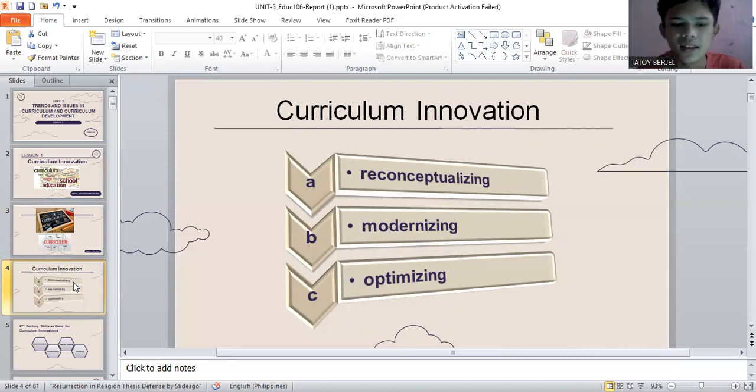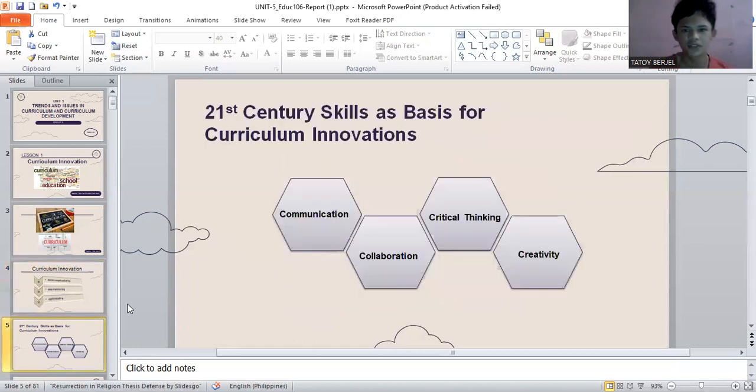So in this article, curricular innovation is approached in the sense of reconceptualizing, modernizing, and optimizing the university curriculum. And this is referring to the organizational, methodological, and content side of the educational process. So, studying curricular innovation by defining and creating the curriculum serves to develop and implement educational policies. Next, the 21st century skills as basis for curriculum innovations.